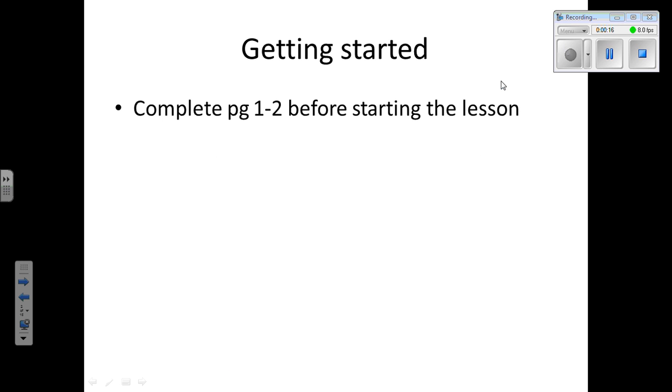Before you start this lesson, I'd like you to complete pages 1 and 2. I want you to pause it, complete pages 1 and 2, and then once you're done, you can continue on with the lesson.